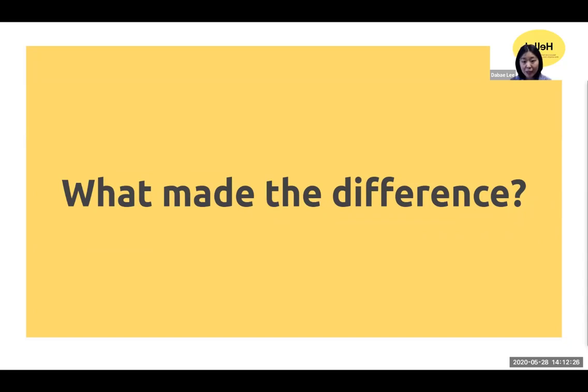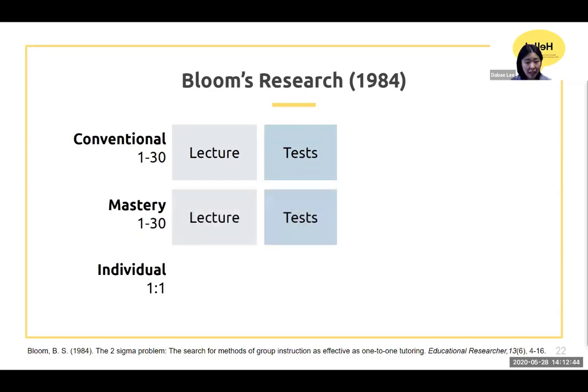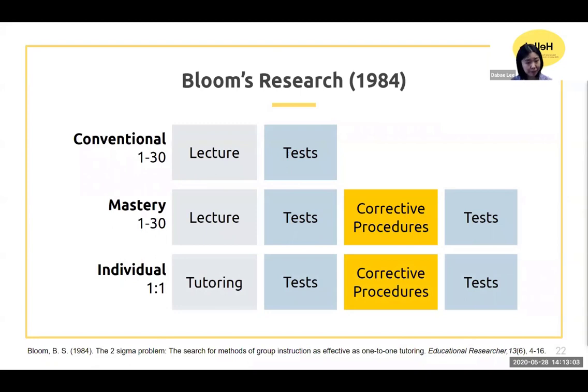What were the differences among those 3 conditions? In the conventional condition, there was a lecture followed by a test, and they moved on to the next topic regardless of mastery. In the mastery condition, there was a lecture and test, but the tests were used as formative assessment to check students' understanding, followed by corrective procedures, and one more test as a summative assessment. The individual condition had the same method as the mastery condition.